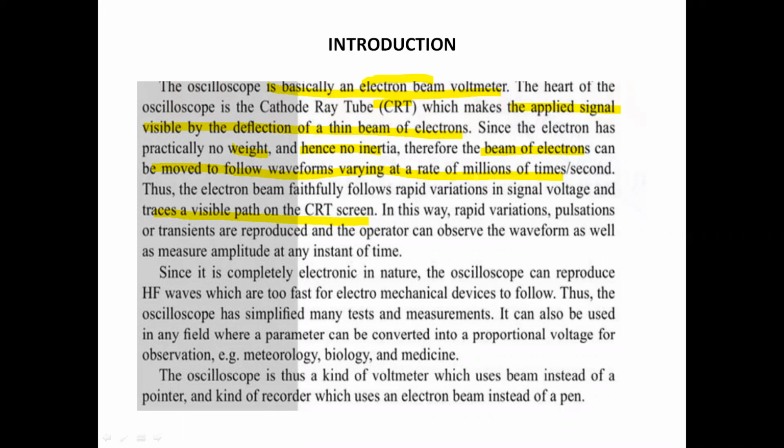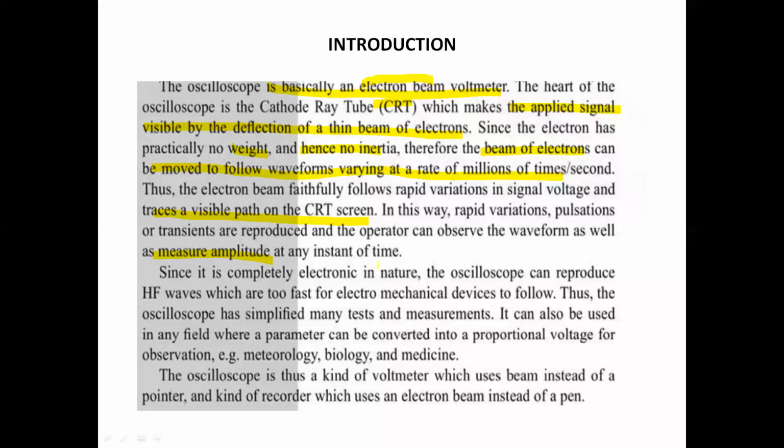In this way, rapid variations, pulsations or transients are reproduced and the operator can observe the waveform as well as measure amplitude at any instant of time. So what is the main purpose of the CRO? The main purpose of the CRO is to measure the amplitude of the waveform. Using a CRO, we can measure the frequency and the phase angle, but the main purpose is to measure the amplitude.